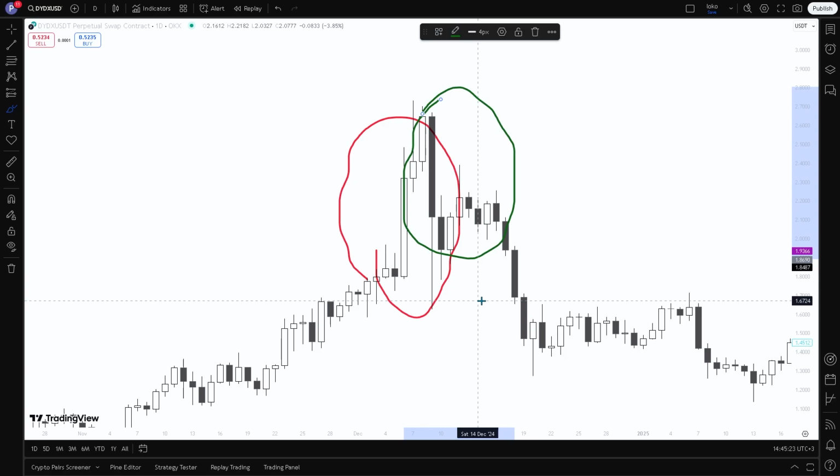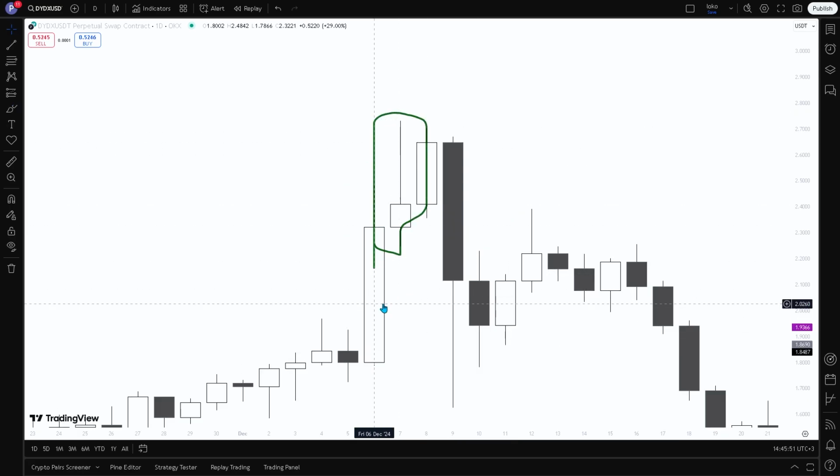Okay, now let's talk about a really interesting one. Candles with small bodies and long wicks. This is called a doji, for example like this candle. Doji candles are about indecision. Buyers try to push the price up, sellers push it down, and in the end, the price closed right around where it opened. It's like a tug of war, but no one really won.